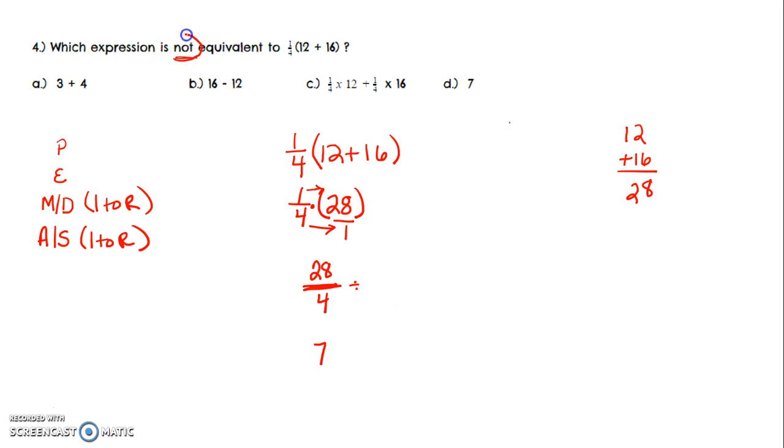We want the expression not equivalent. So I got to tell you, D's out because D is 7. Let's try A. 3 plus 4 is 7. Oh gosh, A's out. Let's try B. 16 minus 12. Let's work out 16 minus 12. 6 minus 2 is 4. Woo! That's 4. So the one that's not equivalent would be letter B.